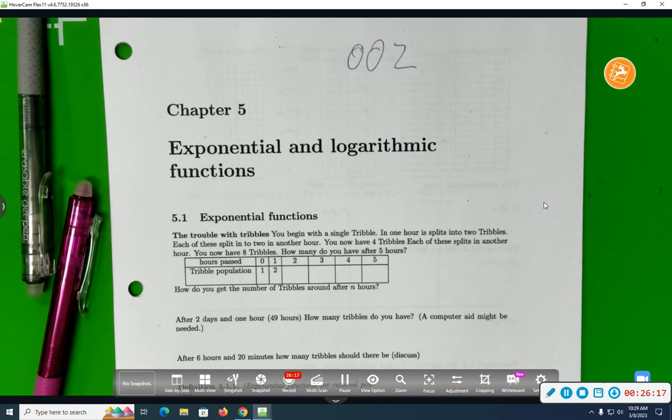So, let's start in on the new topic I want to start in on today, namely exponential functions. And one more thing, sorry.